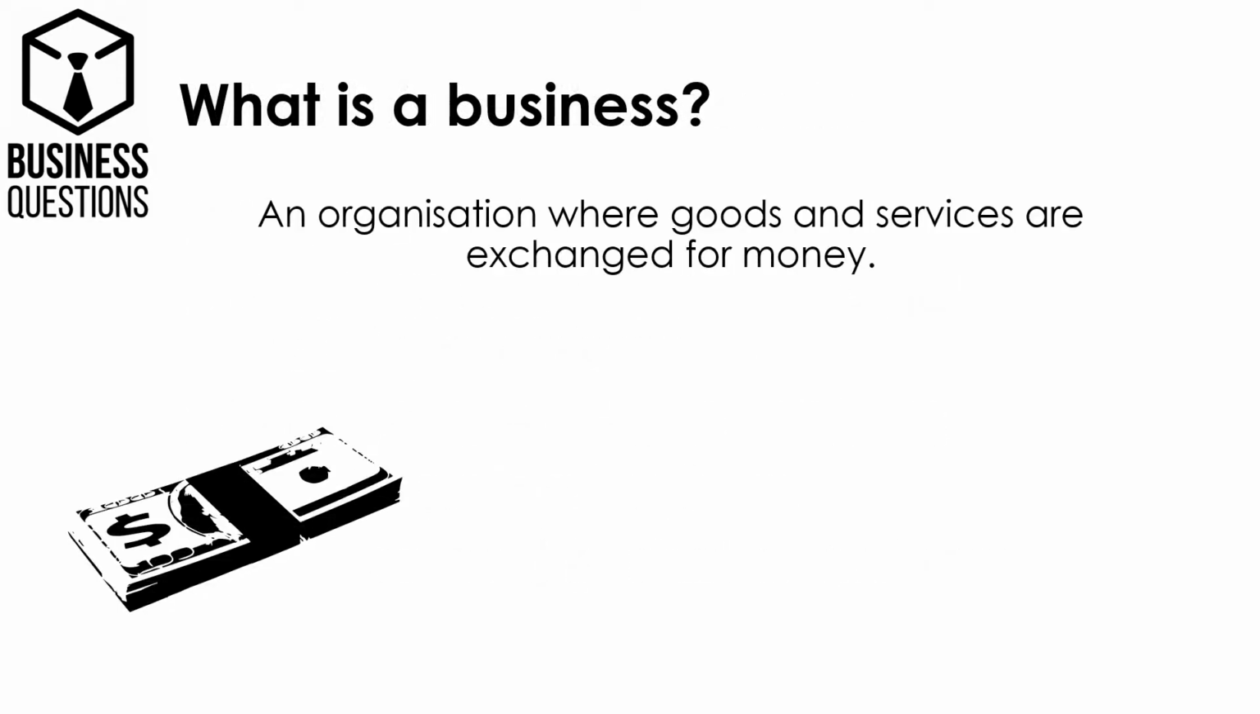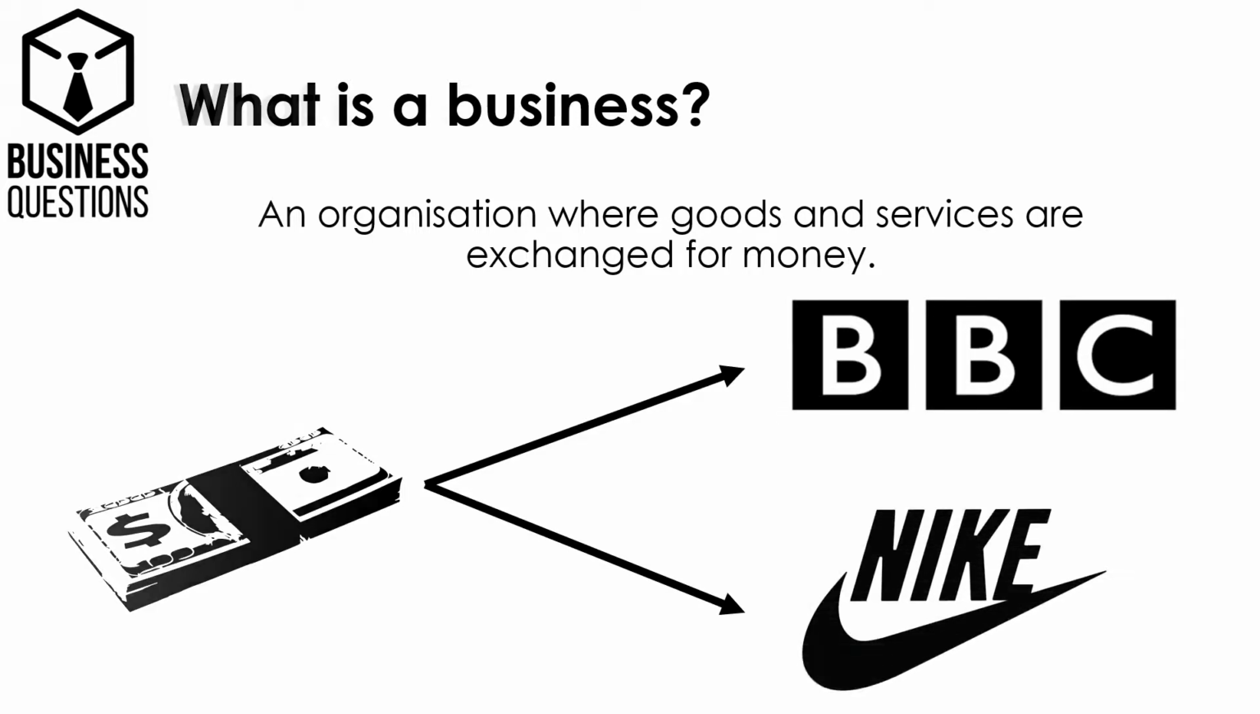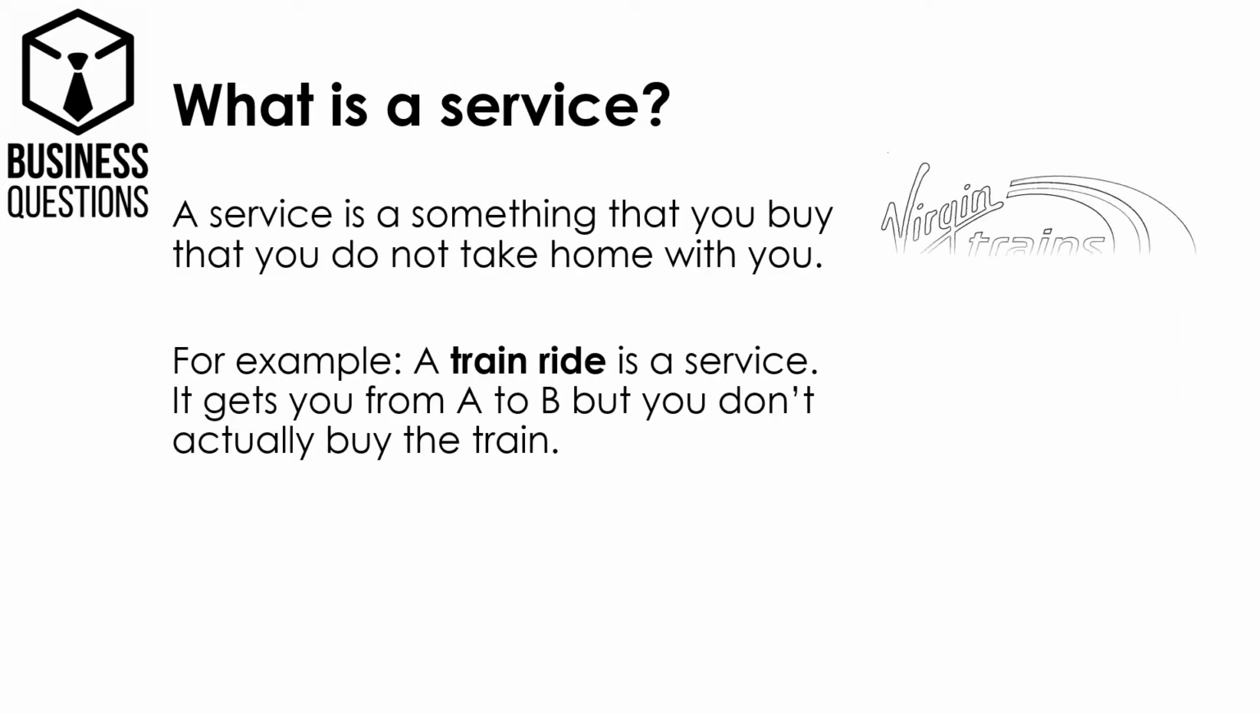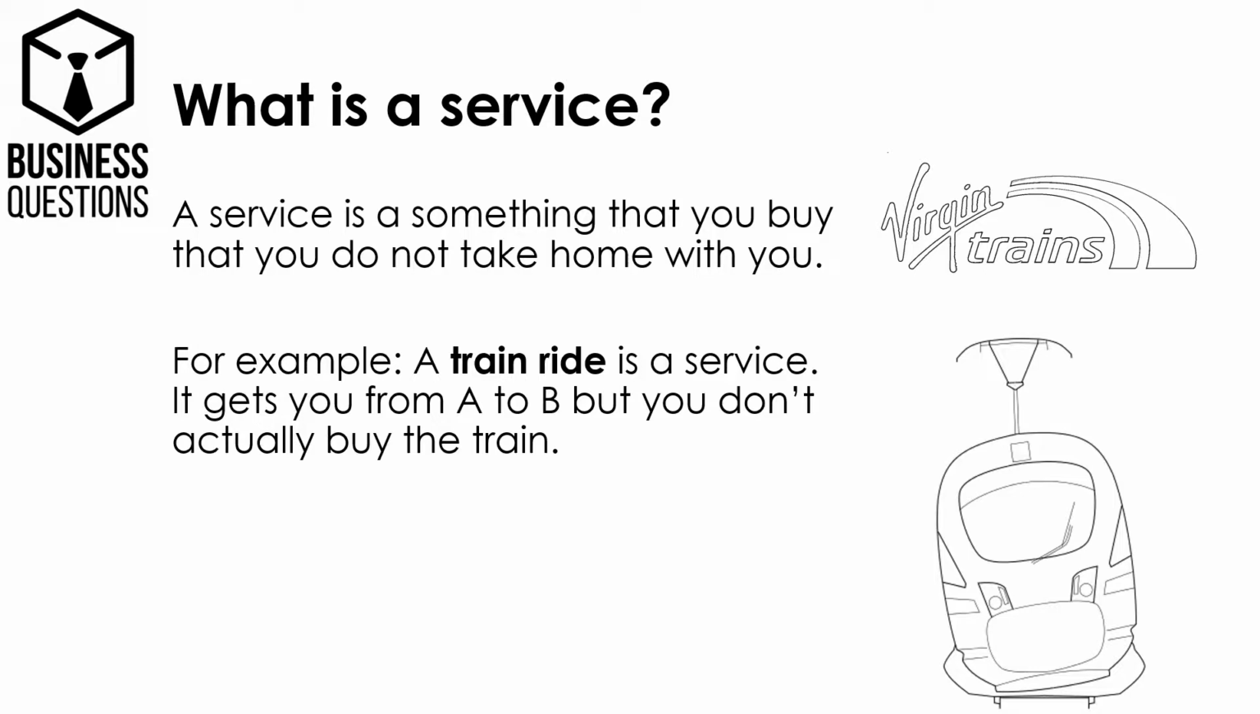Quite simply, a business is an organisation where goods and services are exchanged for money. The definition of a service is something that you buy that you cannot take home with you. So for example, I could buy a train ride. This is a service. It gets me from A to B, but I don't actually buy the train itself. Similarly, like we saw in the last slide, the BBC is a service that gives you the TV broadcast. The TV itself is the product.